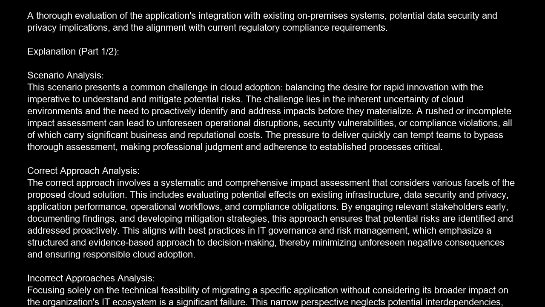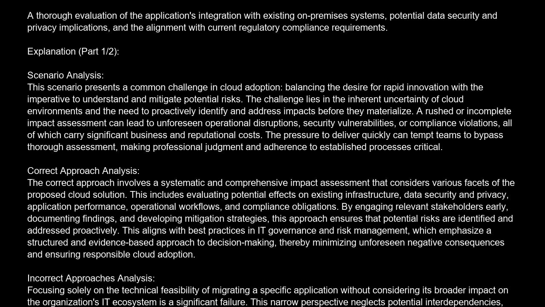The pressure to deliver quickly can tempt teams to bypass thorough assessment, making professional judgment and adherence to established processes critical. Correct approach analysis. The correct approach involves a systematic and comprehensive impact assessment that considers various facets of the proposed cloud solution. This includes evaluating potential effects on existing infrastructure, data security and privacy, application performance, operational workflows, and compliance obligations.